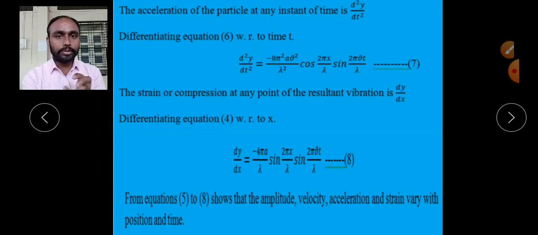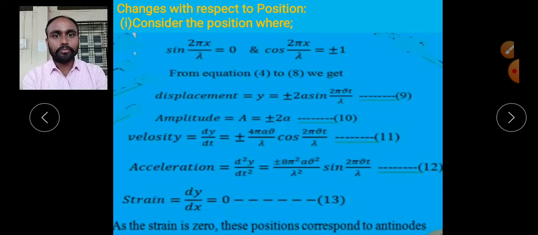If we make a little change in position, and a little change in time, from that we will decide the position of node and antinode. We will exactly find the distance between node and corresponding antinode. So, let us move towards the next slide. First subheading, we can write, the changes with respect to position. Up to now we understood they are changing either with respect to position or time or both. So, let us see first of all changes with respect to position.